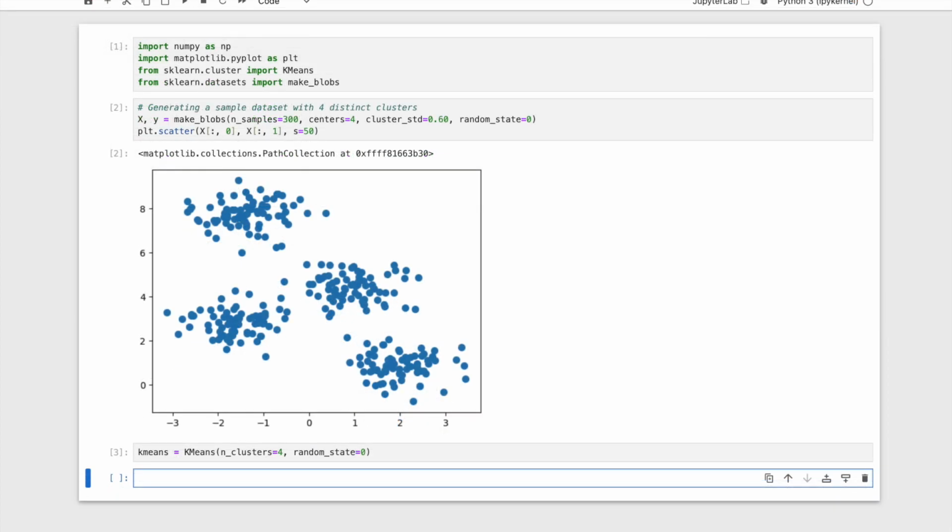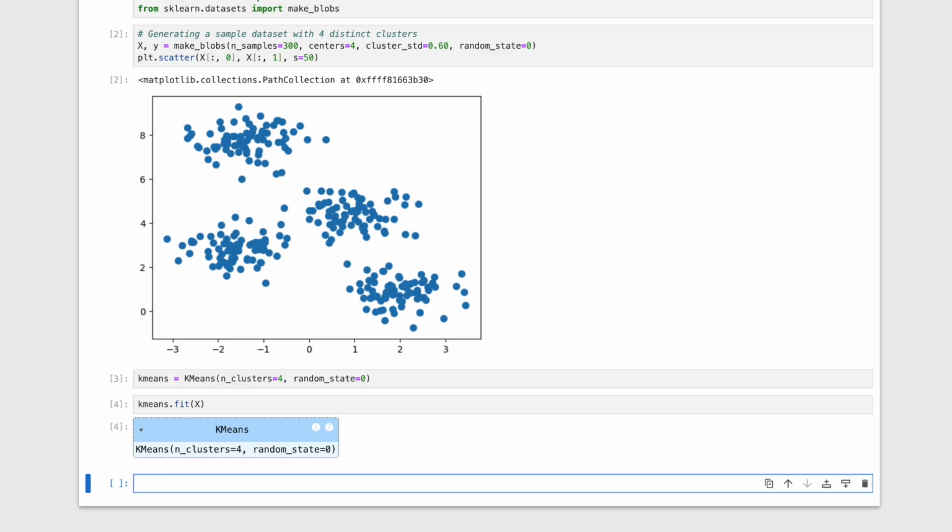Now, we configure the K-means algorithm. The key parameter here is n_clusters, which defines the number of clusters K-means should form. We also set random_state for reproducibility. Next, we fit the model to the data. K-means will try to find cluster centers that minimize the variance of points within each cluster.